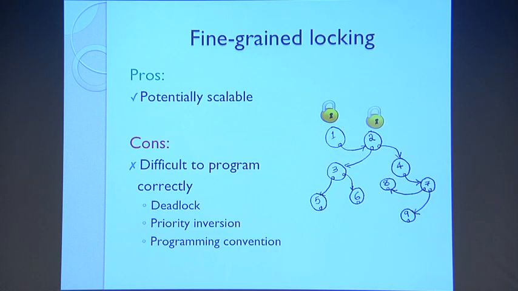Another option is fine-grained locking, in which each datum that we have in our data structure has its own lock. And so this is very, very scalable. It's potentially very scalable. And you just lock the places that you're accessing, and it's very nice. The problem is that it's usually hard to program. You want to avoid any deadlocks or priority inversion, and it's usually something like a programming convention. So when you lock the accounts, you need to order them by their values or something like that.